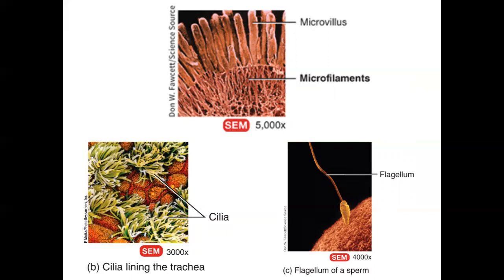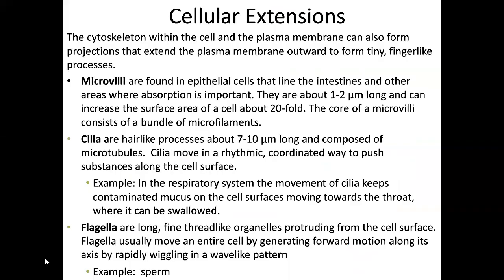Now, on the right is not an illustration, but an actual picture of flagella. Flagella is plural, flagellum is singular. These are long, fine, thread-like organelles protruding from the cell surface. They usually move an entire cell by generating forward motion along its axis by rapidly wiggling in a wave-like pattern. If you've never seen video of sperm swimming, they look like little snakes swimming in water.